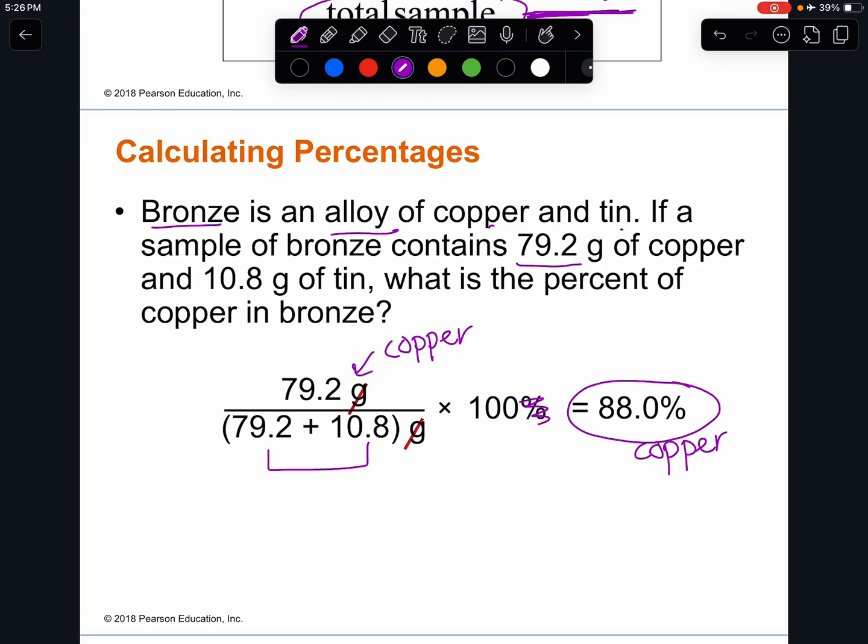Okay. Now, if you were to find the other percent, you could then, remember percents are out of 100, you could do 100 minus 88% to get your percent of tin, okay? And that would get you 12% tin, in case the question asked that.